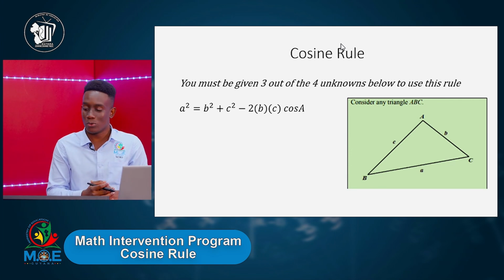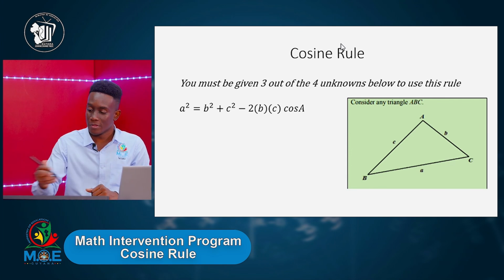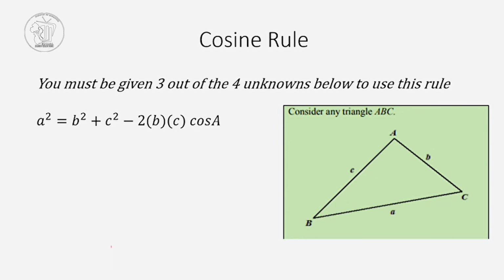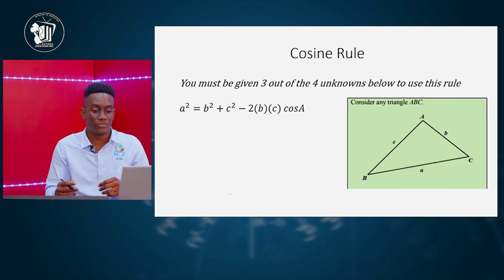Just like with the sine rule, we must label the triangle the same. If here is capital A, opposite that would be small a. If here is capital B, opposite that would be small b. And if here is capital C, then opposite that would be small c. The same thing applies for the different letters. So let's head into a fourth example.